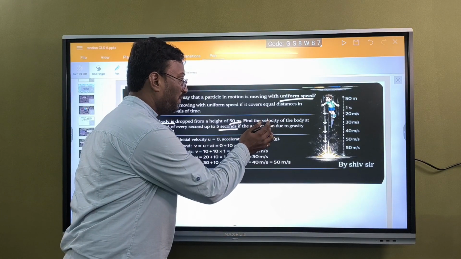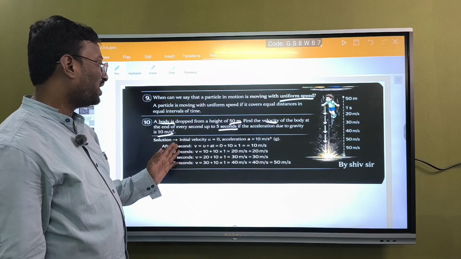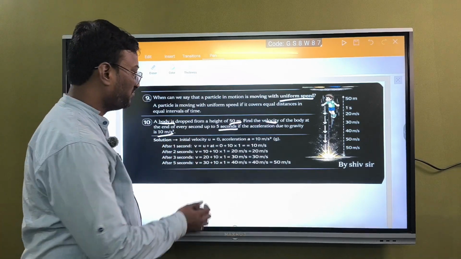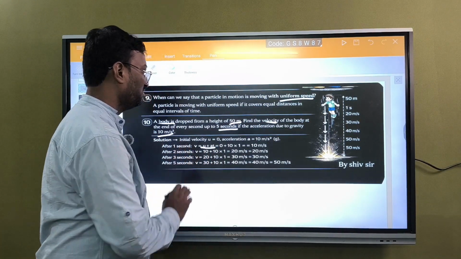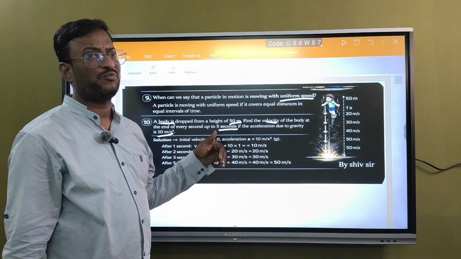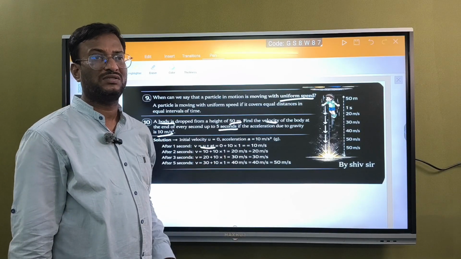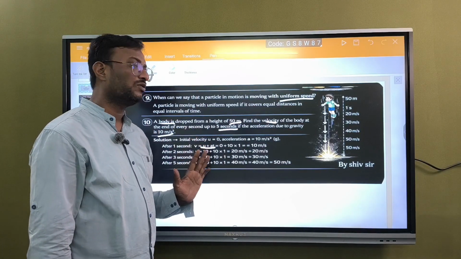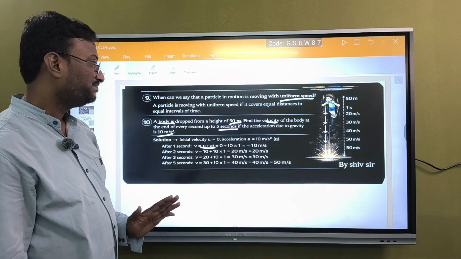the velocity of the body. For the velocity the formula is v is equal to u plus at. This equation is called an equation of motion. In future classes you are going to learn this. Anyhow, you try to solve this problem. We try to solve this problem.